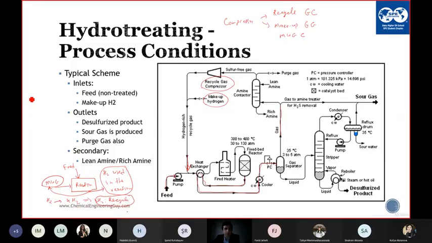Here also H2 to feed ratio is important, because as high as it is, you have better process. So sometimes you might have the 4 to 1. Normally you need 1 to 1, but mostly you have the 4 to 1.